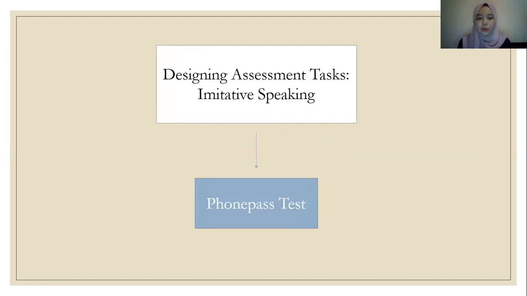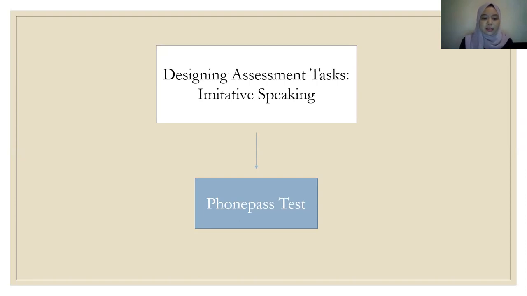It has the PhonePass test. An example of a popular test that uses imitative production tasks is PhonePass. The PhonePass test elicits computer-assisted oral production over a telephone. Test takers read aloud, repeat sentences, say words, and answer questions.